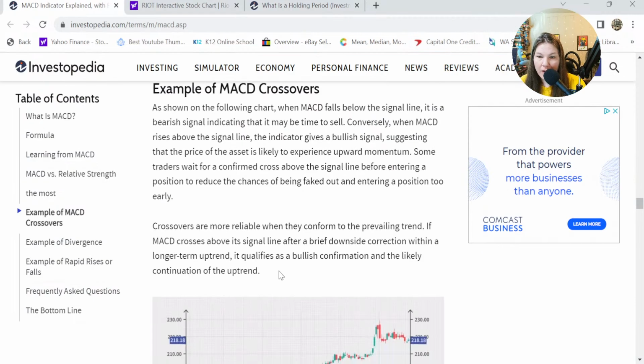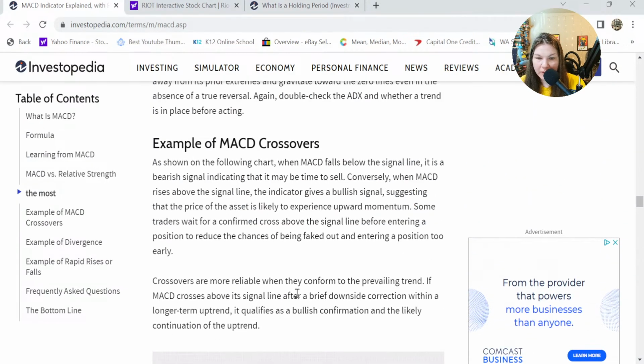So we got some examples here. We're almost done, guys. Example of MACD crossovers. As shown on the following chart, when MACD falls below the signal line, it is a bearish signal indicating that it may be time to sell. Conversely, when MACD rises above the signal line, the indicator gives a bullish signal, suggesting that the price of the asset is likely to experience upward momentum.